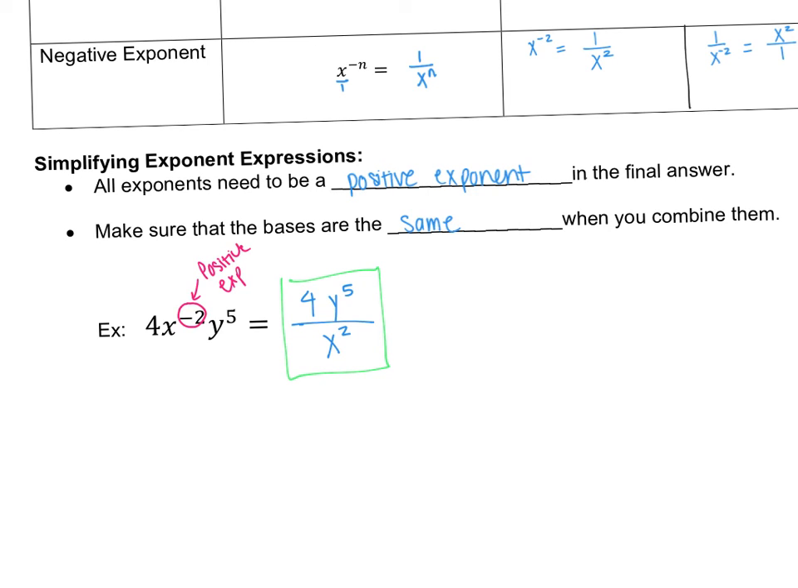Okay, so I hope this gives you a better idea of how the rules work. We're going to practice a bunch of these in the next video.